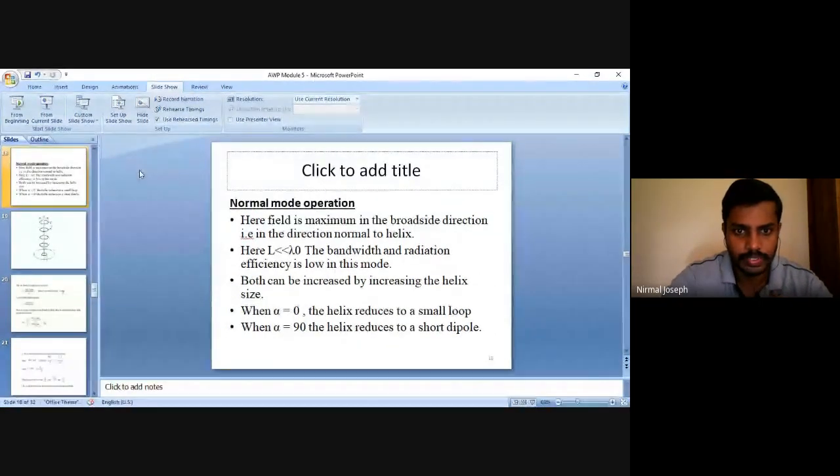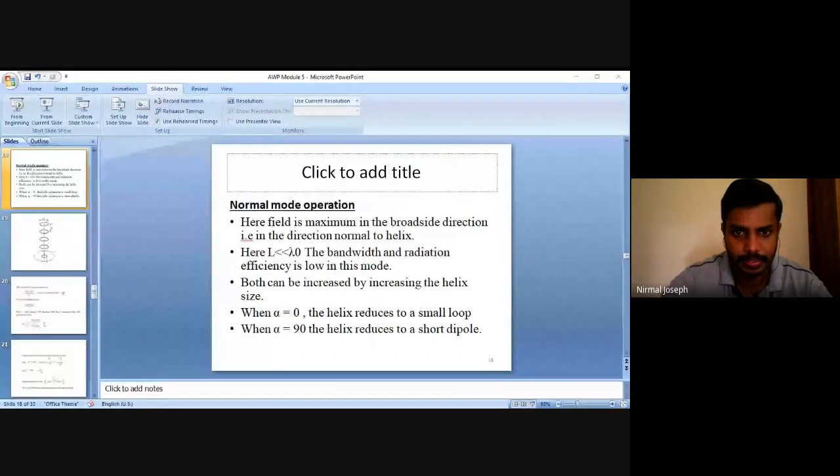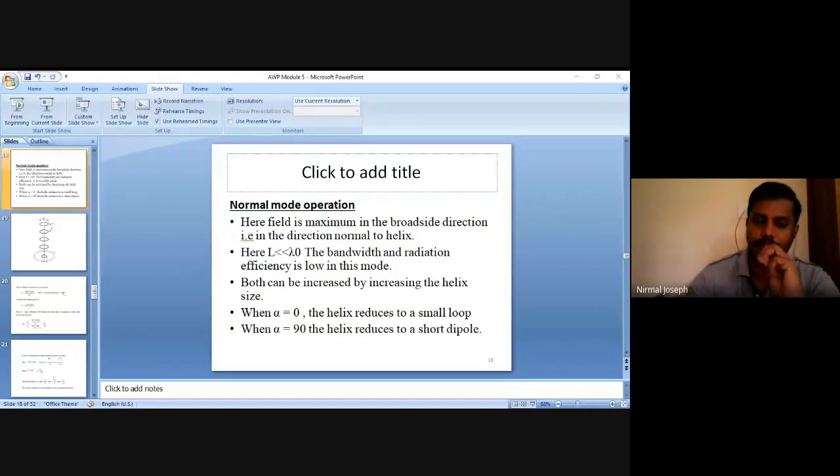So here, in the normal mode of operation, the field is maximum in the broadside direction. What is the broadside direction? It will be towards the sides. End fire means it will be towards the end of the axis, and broadside means it will be towards the side of the axis. That is the basic difference.